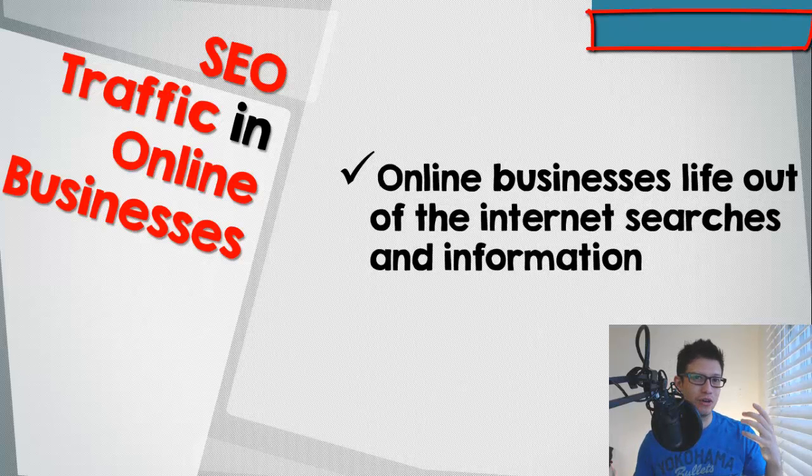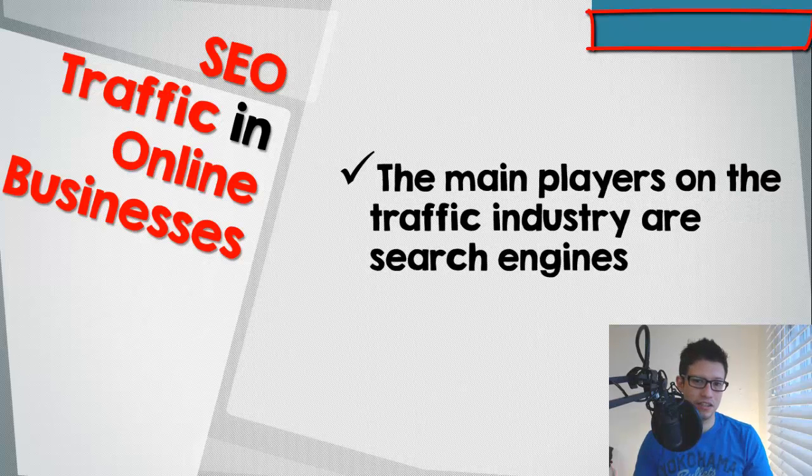Okay, so this is what information is about. This is what the internet is about: finding information and connecting people to information. This is what search engines do, and that's why they're the biggest traffic industry, and that's why everybody wants to be on page number 1 of Google, because this is a massive opportunity to drive traffic.